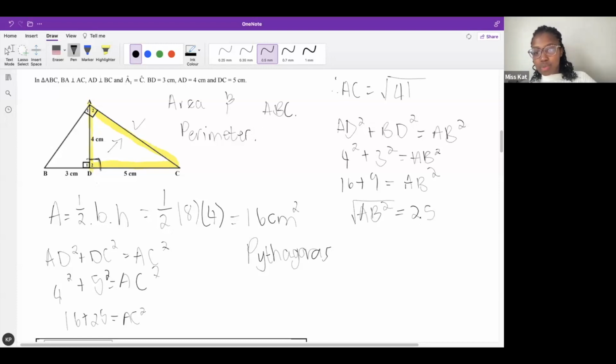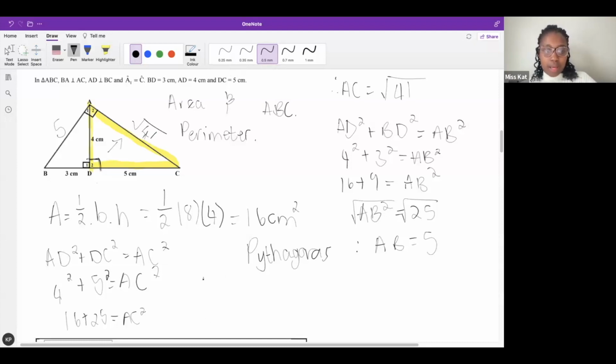25, and then you square root both sides. Therefore, AB is 5. So now that we have all our sides, that's 5, and that's the square root of 41.